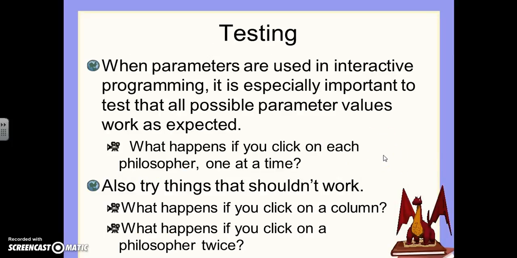Whenever we write any code, as you already know, when parameters are used in interactive programming, it's especially important to test all possible scenarios to make sure that the code is executing properly. What happens if you click on each philosopher one at a time? You want to also try things that shouldn't work. What happens if you click on the column? Will the lightning bolt shoot over there? What happens if you click on a philosopher more than once? All of these are things you want to take into consideration when you are testing the final product.